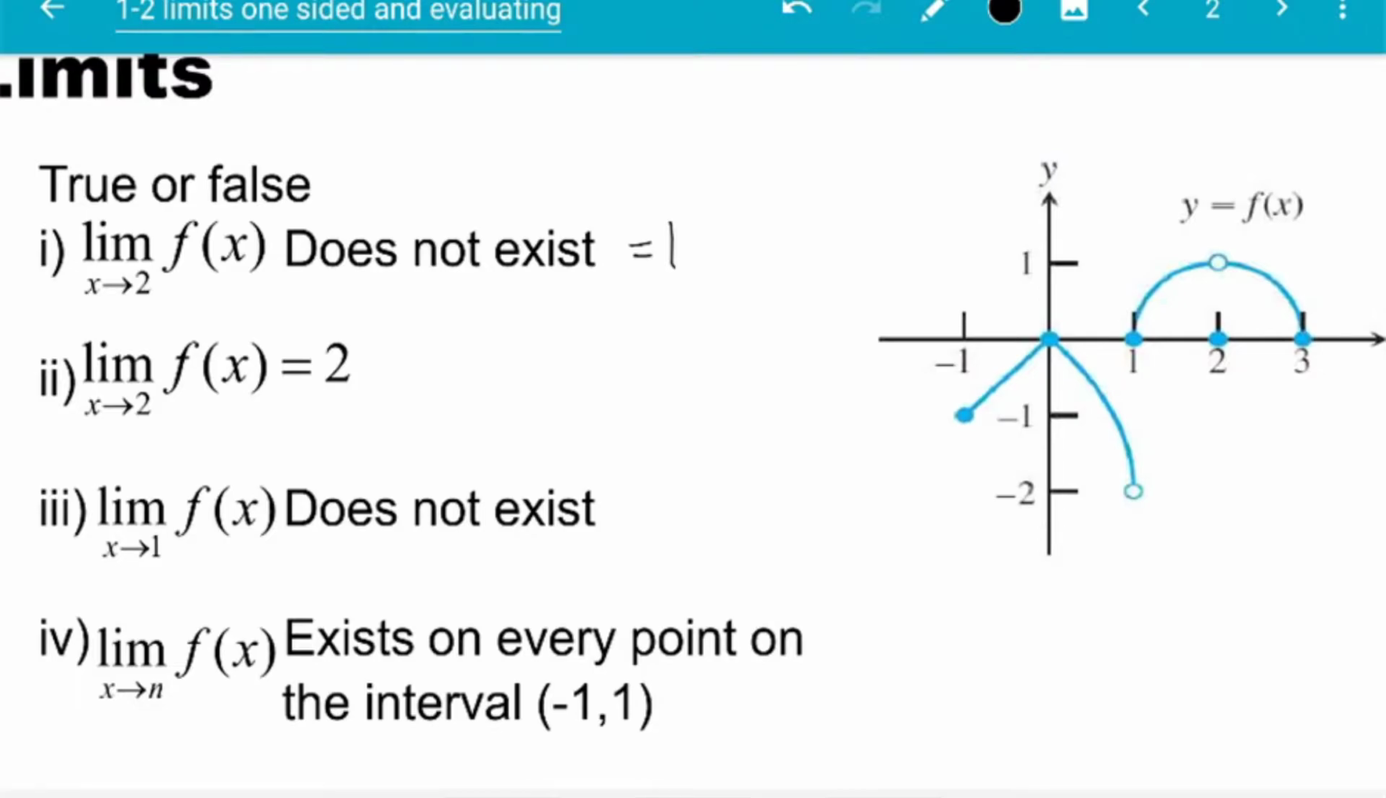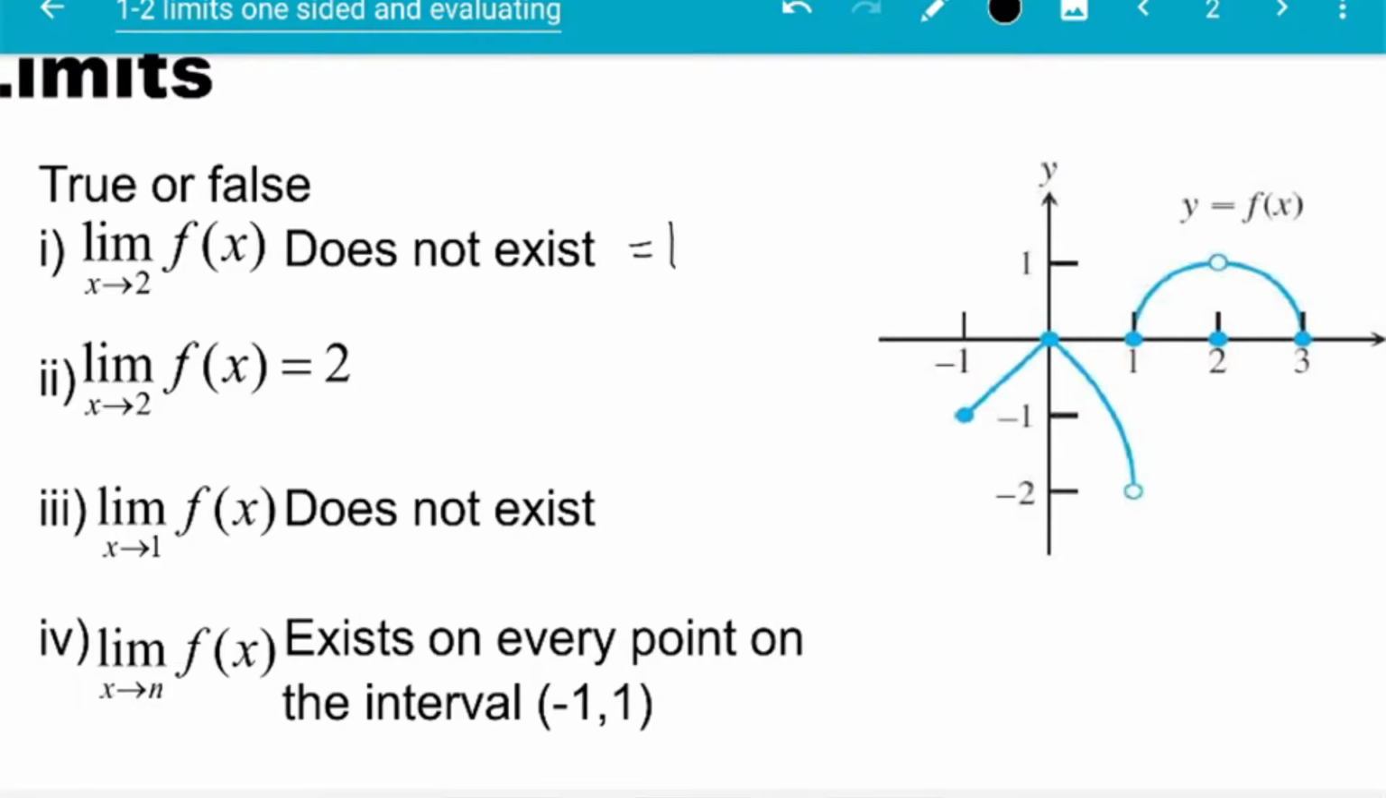Okay. Next, the limit as x approaches 1 of f of x does not exist. Again, the limit as x approaches 1 of f of x does not exist. 10 seconds. 10, 9, 8, 7, 6, 5, 4, 3, 2, 1. Yeah, the answer is true. Okay, question, just for funsies: what is the left-handed limit?